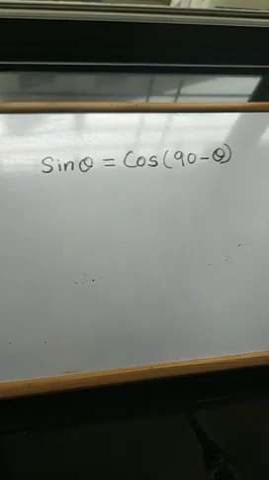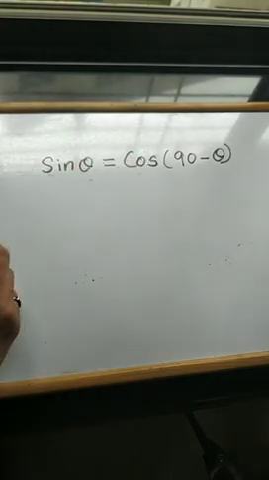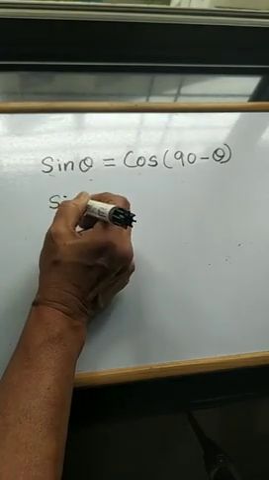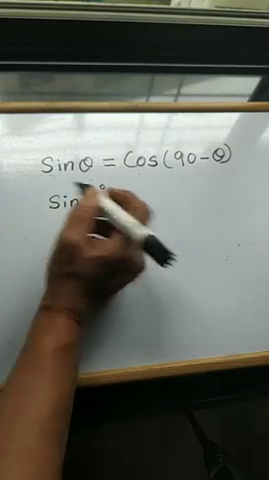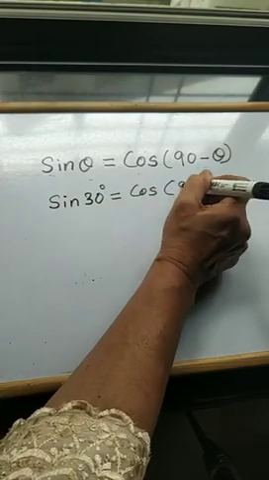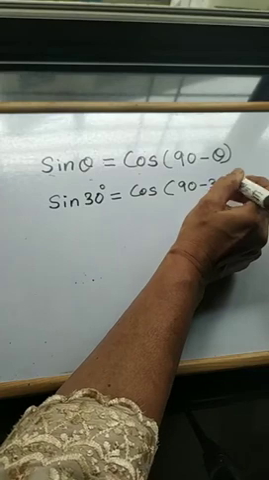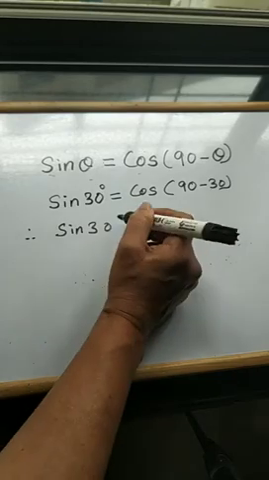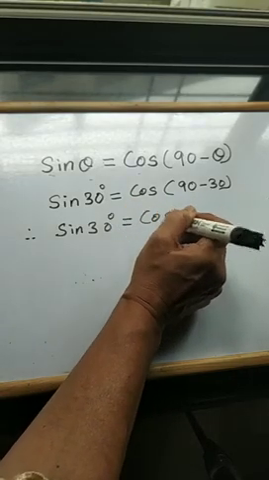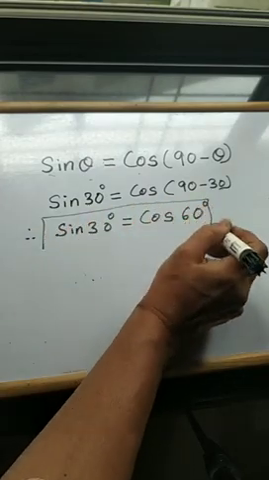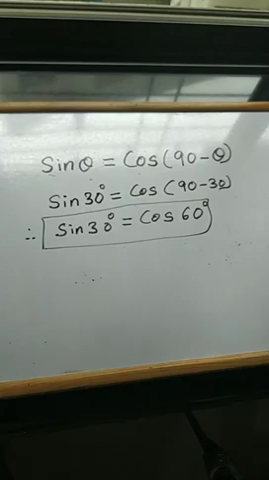So this is the relation between sine and cos. Sine theta is equal to cos of 90 minus theta. Let's take an example. Sine 30 degrees. Theta is 30 degrees, suppose. Then it will be equal to cos of 90 minus 30. Therefore, sine 30 degrees will be equal to cos how much? 60 degrees. So we have got a relation and a sum based on that relation. Very, very simple.